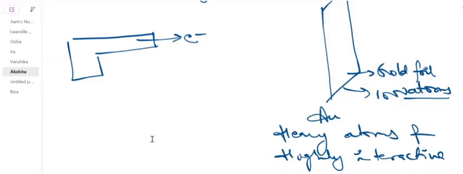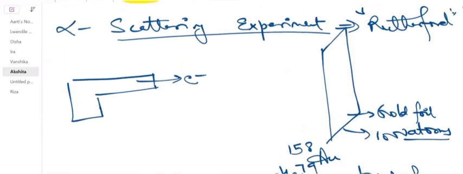Yeah, AU is correct. So it is AU. And the atomic number that it carries is 79. So it is 79, 158. Done. So this is the atomic number.